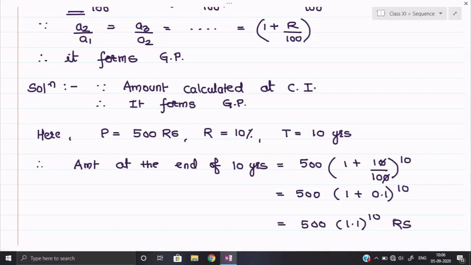Actually the solution was very short, only to convince you how directly we can apply the formula of compound interest. I have shown you how the connection is there with the current topic and the formula we have applied.